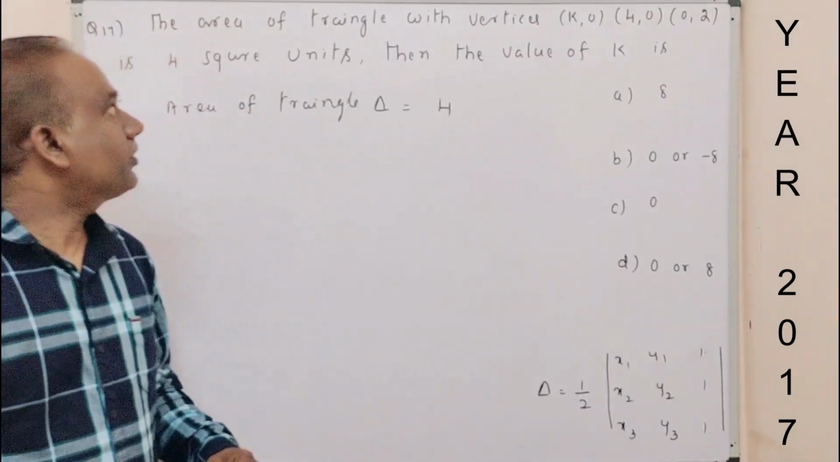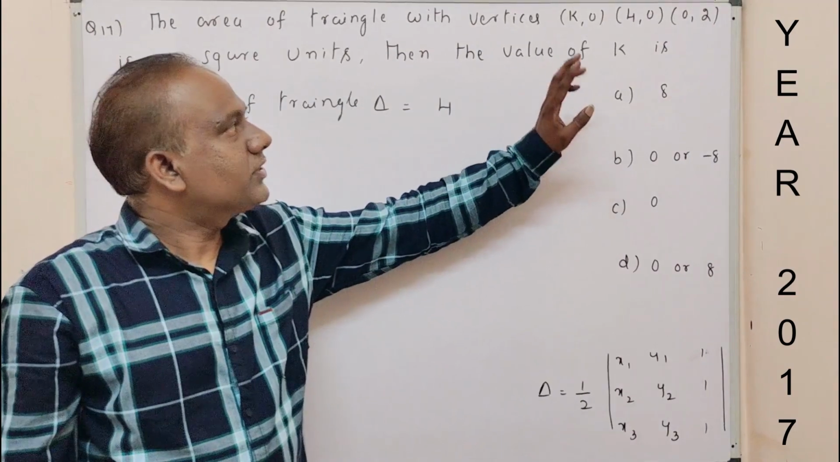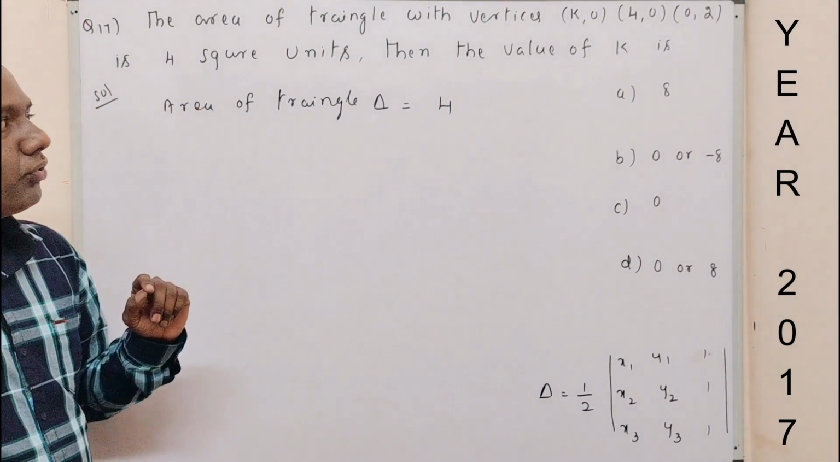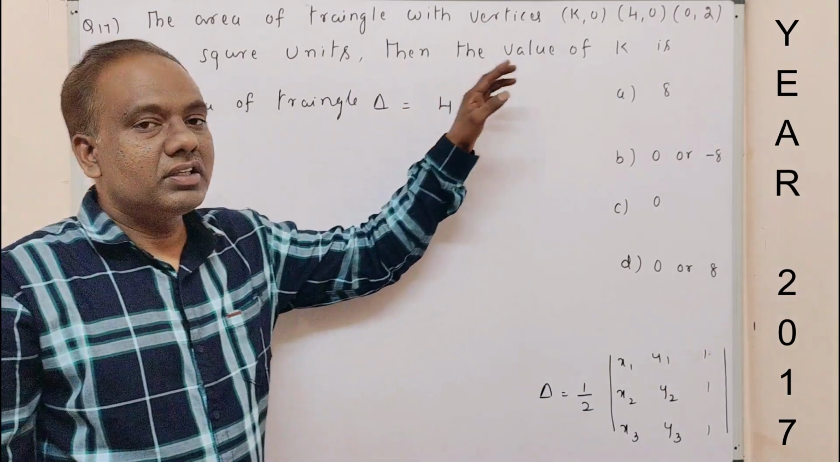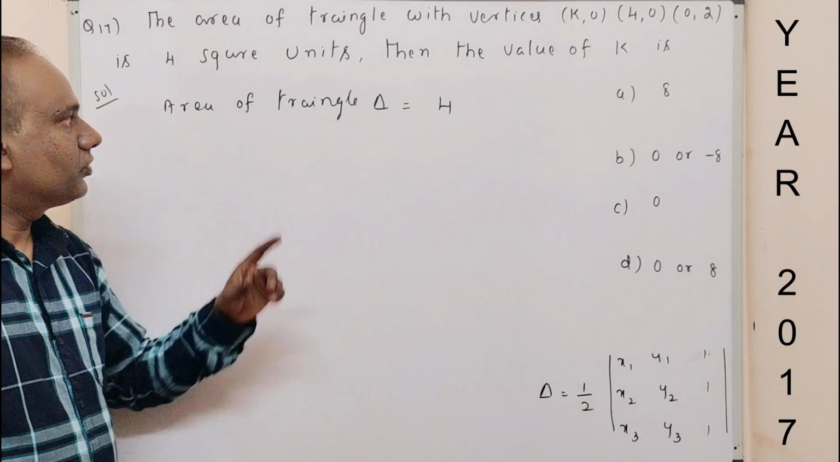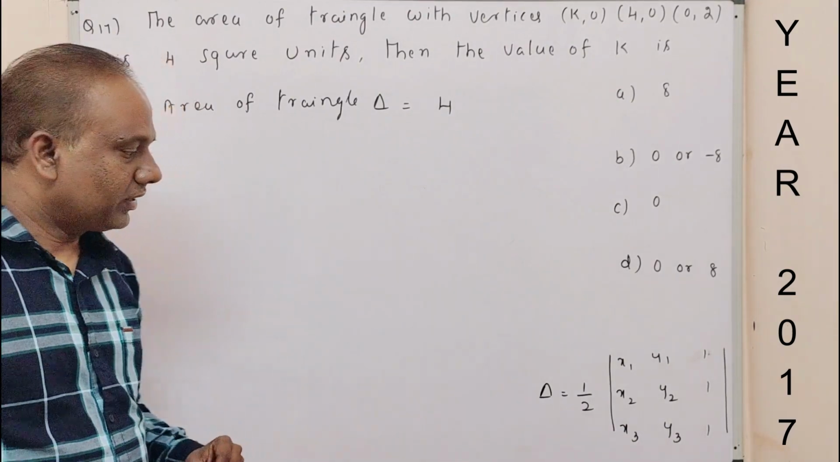So here the question is: the area of a triangle with the vertices k comma 0, 4 comma 0, 0 comma 2 is 4 square units. Then the value of k is what? That is the question here. So given the area of a triangle is equal to 4 square units.